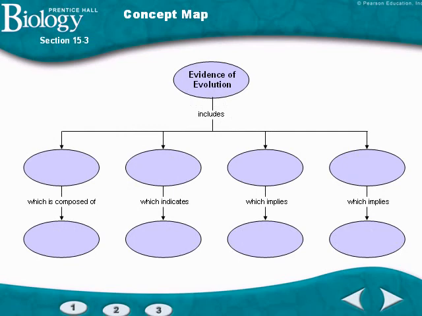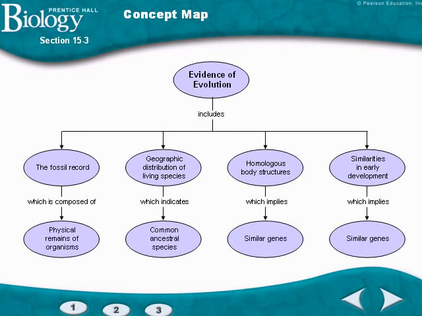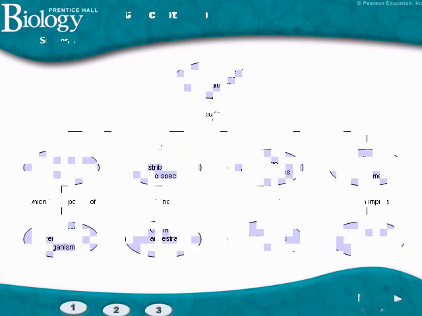This concept map shows the four pieces of evidence that Darwin used: the fossil record, geographic distribution, homologous body structures, and similarities in early development, and this is just a reminder on those things.